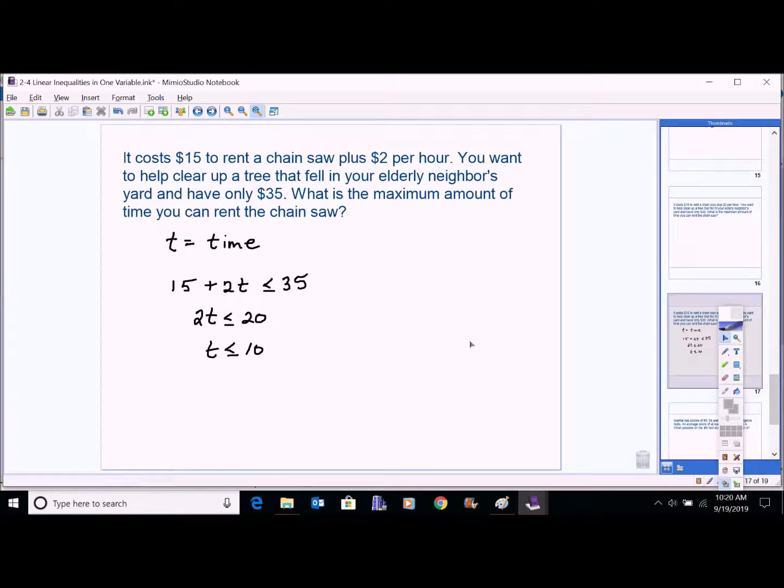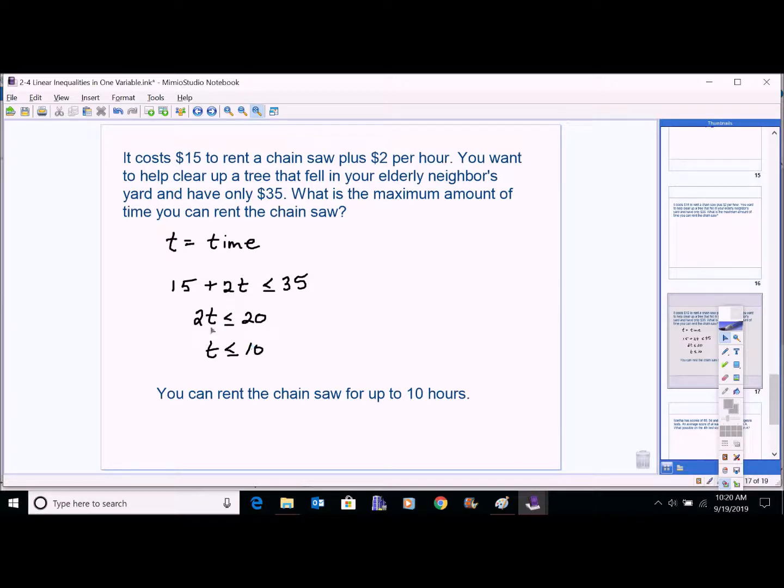Okay, so when you finish a word problem, you need to write it out like this. You can rent the chainsaw for up to 10 hours. If it's a word problem, you might even want to make it into a phrase or a sentence so that you're expressing what it is that you actually found.